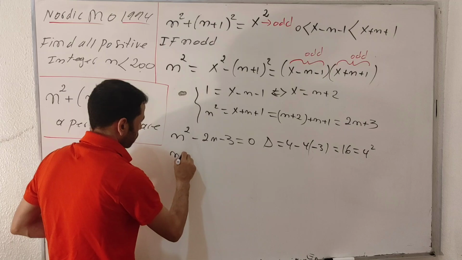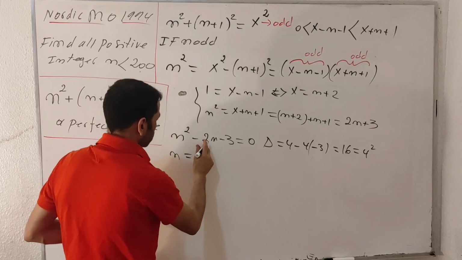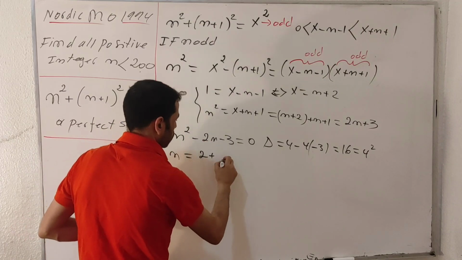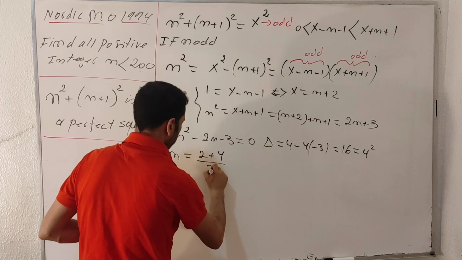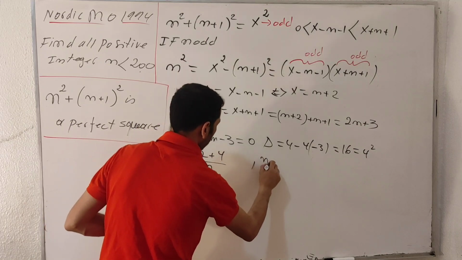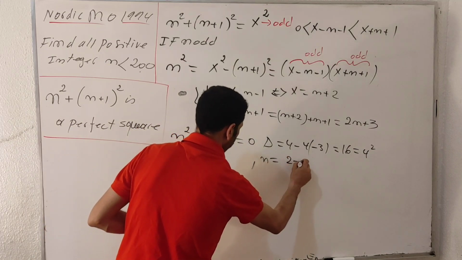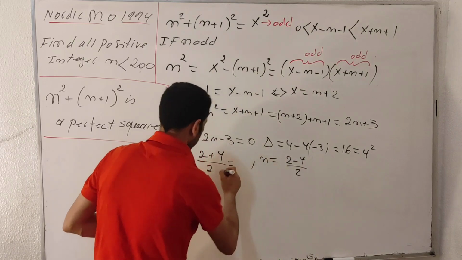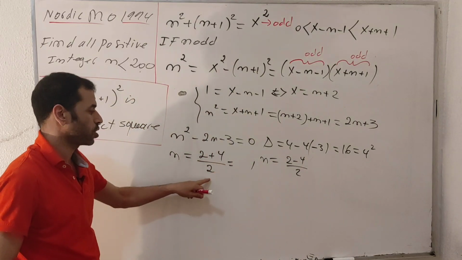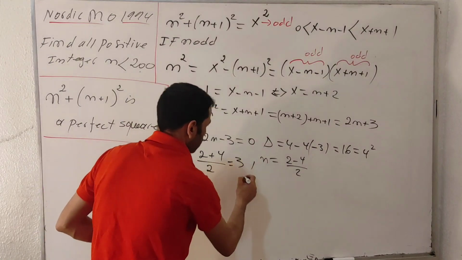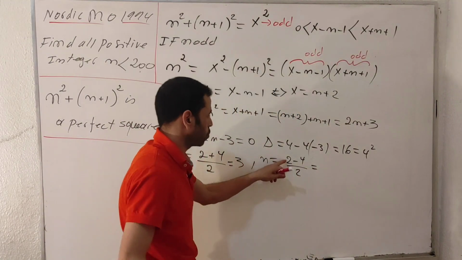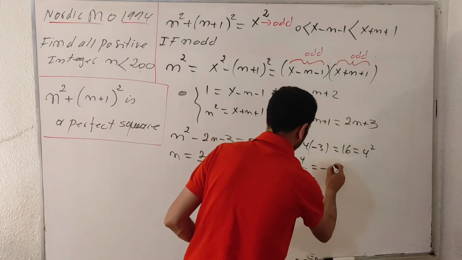I will have n equals minus 2, which is 2, plus the square root of delta, which is 4, divided by 2, and another solution, 2 minus 4 over 2. So this one, 2 plus 4, which is 6, 6 over 2, which is 3. But this one is negative, 2 minus 4, which is minus 2 over 2, which is minus 1.